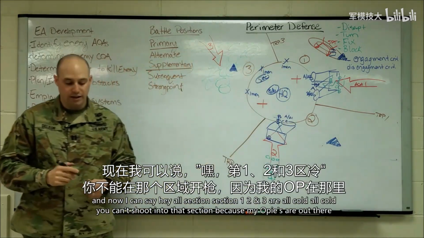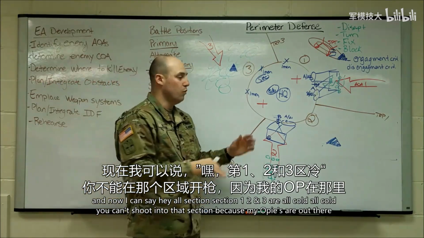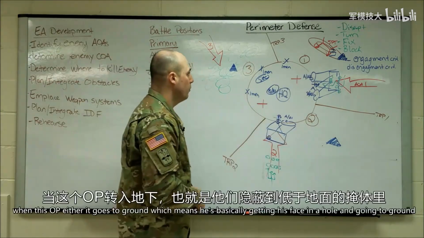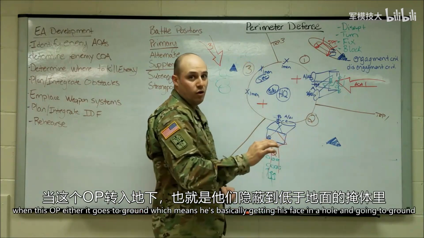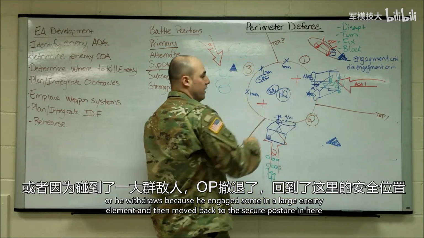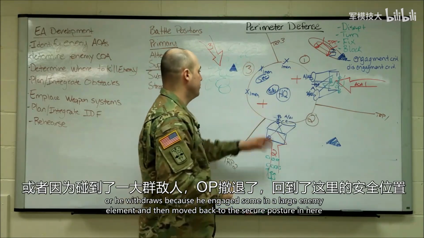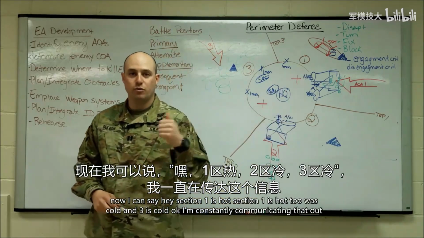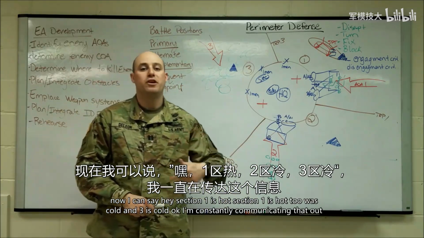And now I can say, hey, all sections, section 1, 2, and 3 are all cold. All cold. You can't shoot into that section because my OPs are out there. When this OP either goes to ground, which means he's basically getting his face in a hole and going to ground, or he withdraws because he engaged a large enemy element and then moved back to the secure posture in here, now I can say, hey, section 1 is hot, section 1 is hot, 2 is cold, and 3 is cold, okay? I'm constantly communicating that out.